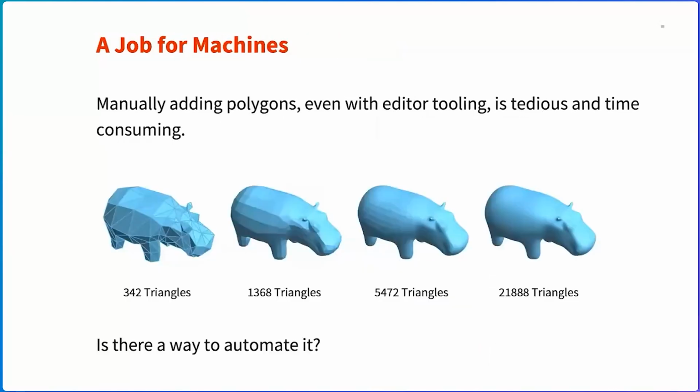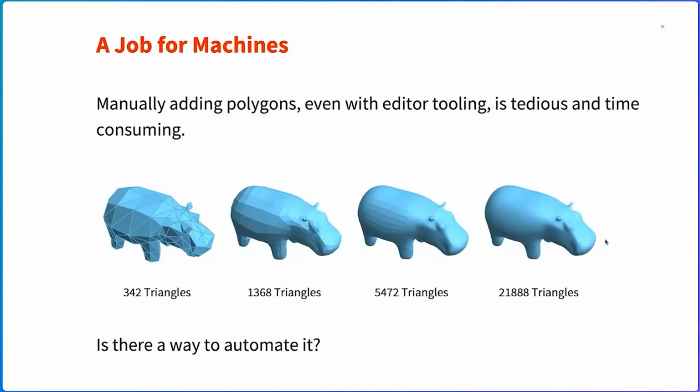Even with powerful editor tooling, manually adding more polygons to increase smoothness is a tedious and time-consuming task, especially as the complexity of the model grows. In addition, doing this by hand essentially locks down our model, so any high-level change becomes a major undertaking, requiring thousands of edits. For example, it'd be easy to make a change to, let's say, the leg or the ear of this hippo on the leftmost model with very few polygons. But that same change on the rightmost model over here with over 20,000 polygons will be much harder.